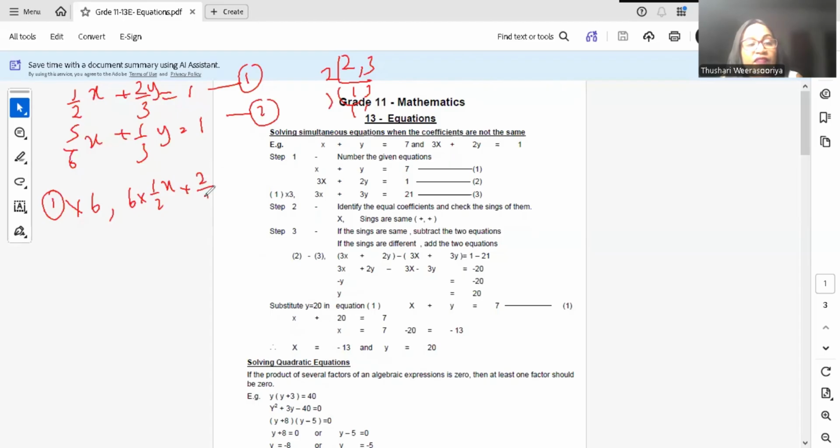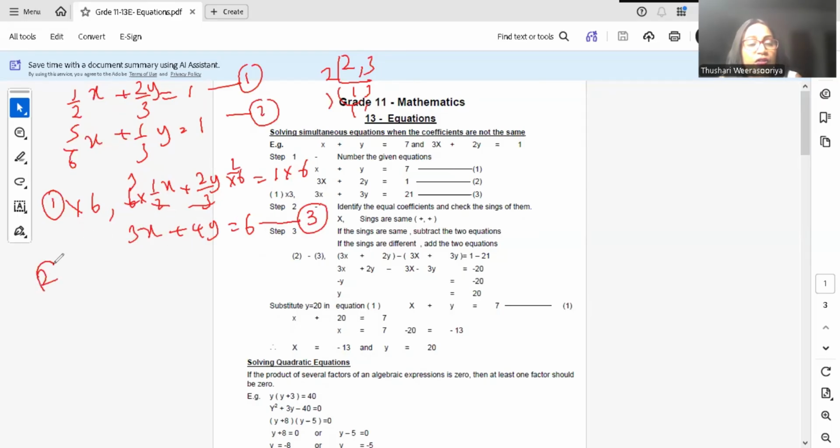Now look at this, what will happen when you multiply all the terms by 6. Then you can simplify, 2 times 3, 3x, plus 4y equals 6. There you get another new equation, that is 3. Same equation, I removed the fraction form and got the linear form.